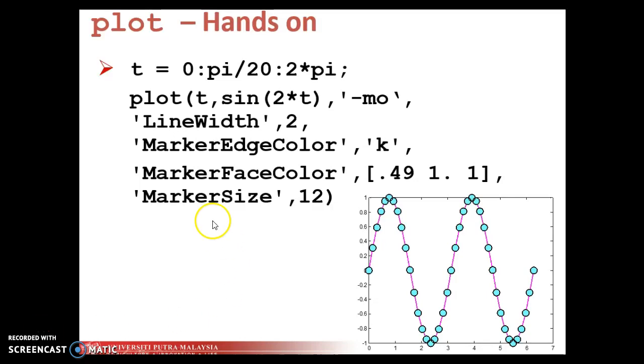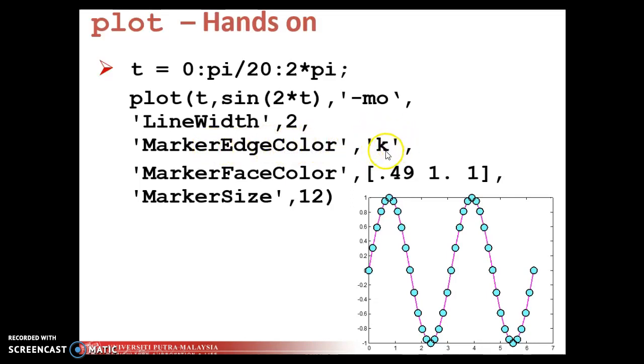So, let me explain this coding in layman's terms. This is the line specifier. This is the property name, line width. Marker edge color is a property name. Marker face color is also a property name, and this as well. After each property name, it is followed by the value. This is the value for the property name line width, while for marker edge color, the value is a code of color.